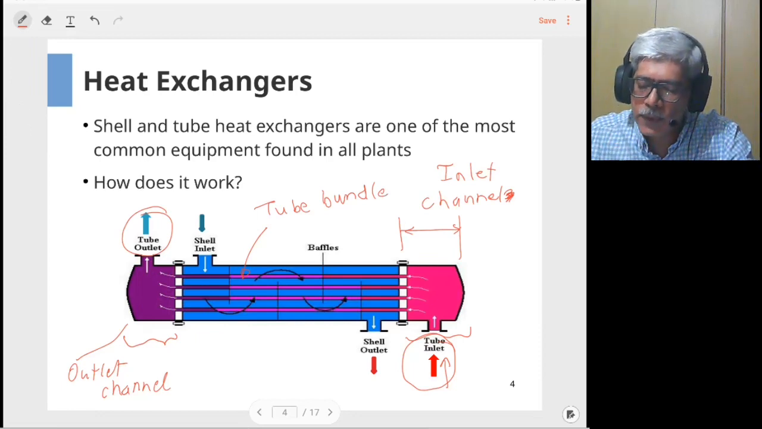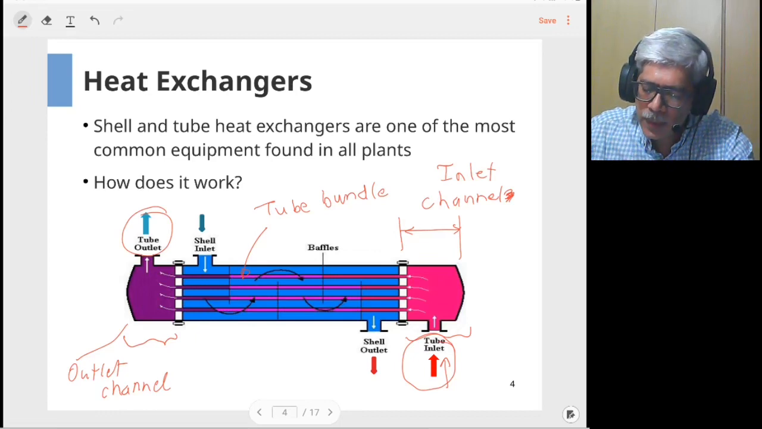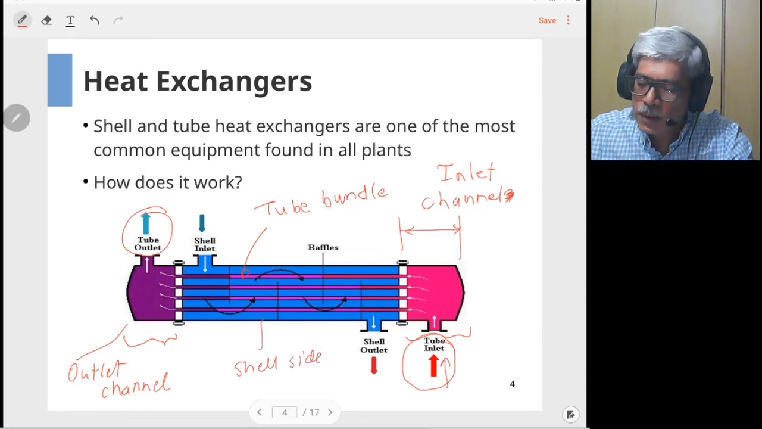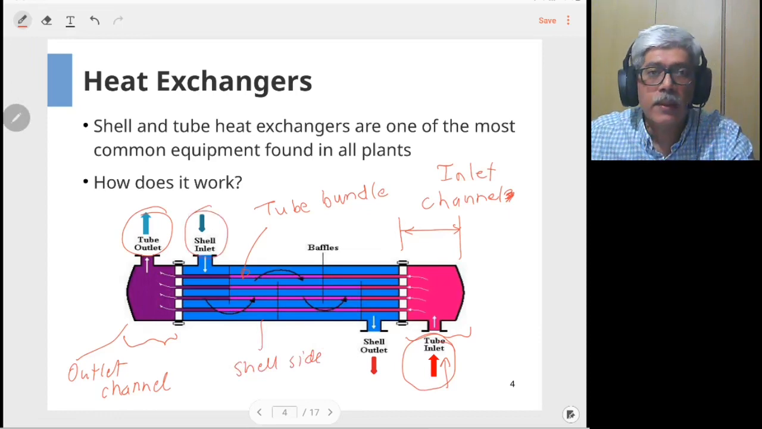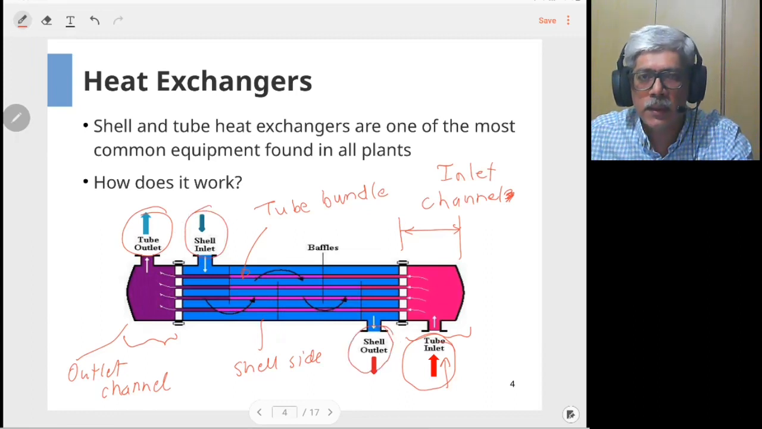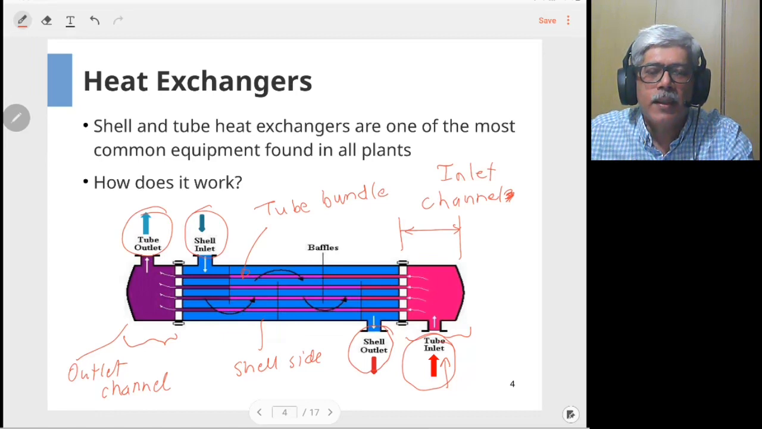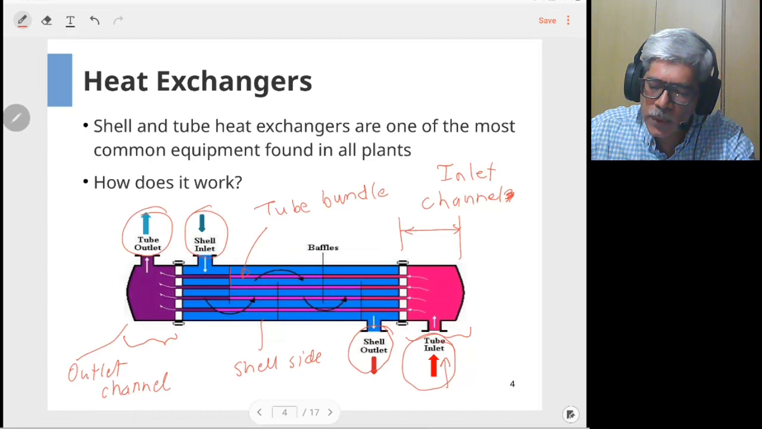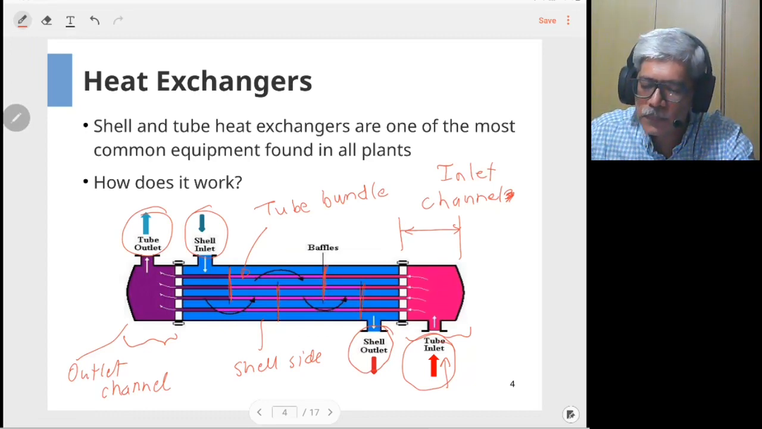The second fluid, which is outside the tubes, is termed as shell side or shell side fluid. So again you have shell side inlet, which is on the left hand side in this figure, and shell side outlet, which is on the right hand side of this figure. The fluid flows around the tubes, outside of the tubes. In order to control the flow of the fluid, we provide what is known as baffles. So baffles are what you see here as black lines. So these baffles regulate the flow.